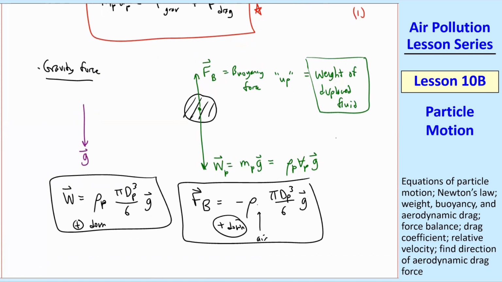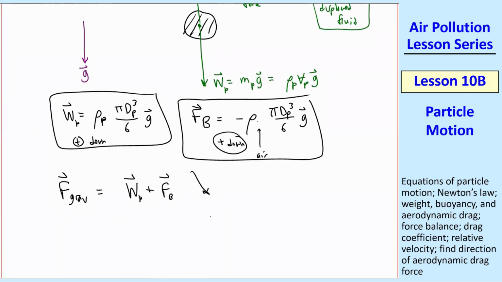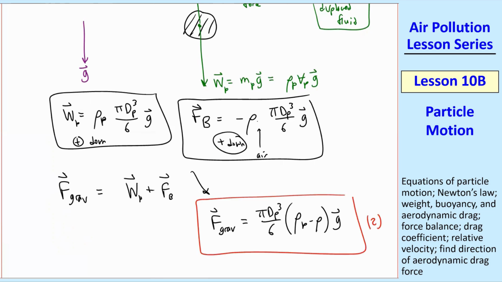So those are those two forces. And the net gravity force is the weight of the particle plus the buoyancy acting on the particle. And since those are opposite signs, with the negative sign on the FB term, we can combine these into our final expression for the gravity force. The net gravity force is equal to pi dp cubed over 6, which is common, times (rho p minus rho) times g. I'll call that equation 2.